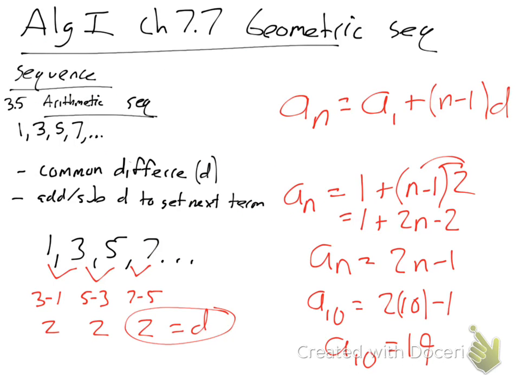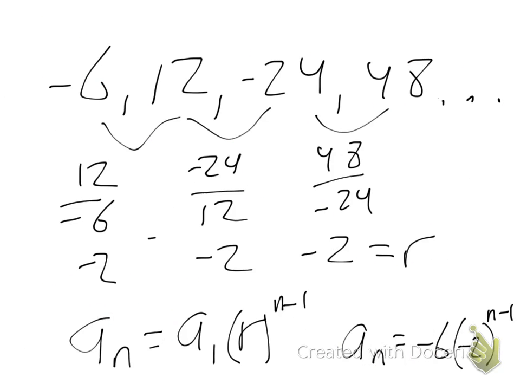Backing up even further, look at this problem. What happens when I put in 1? 1 minus 1, 0. And 0 times anything is 0. And if I add 0 to A sub 1, I get A sub 1. I get the first term. It works in both cases.